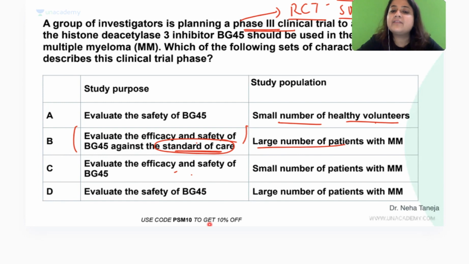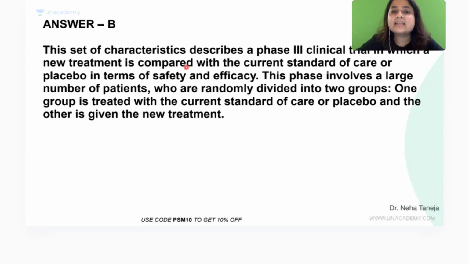Maximum drug failures occur in phase 2. Evaluate the safety. A large number of people is not as necessary here, but it is an RCT, because here we are confirming, we are comparing with a standard care. Is that okay? This was an easy one. This set of characteristics describes a phase 3 in which a new treatment is being compared with a current standard of care or placebo in terms of safety and efficacy.